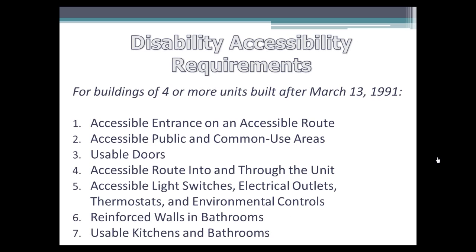The U.S. Department of Housing and Urban Development, or HUD, published the Fair Housing Accessibility Guidelines in 1991 in order to provide a safe harbor for compliance with these requirements. Although these guidelines are not the only method of complying with the Act, they are the most commonly known and utilized by the industry. So these requirements include an accessible entrance on an accessible route, accessible public and common use areas, usable doors, an accessible route into and through the unit, accessible light switches, electrical outlets, thermostats, and environmental controls, reinforced walls in bathrooms, and usable kitchens and bathrooms. However, for properties that were built before 1991, there's no requirement to retrofit to provide these accessible guidelines.